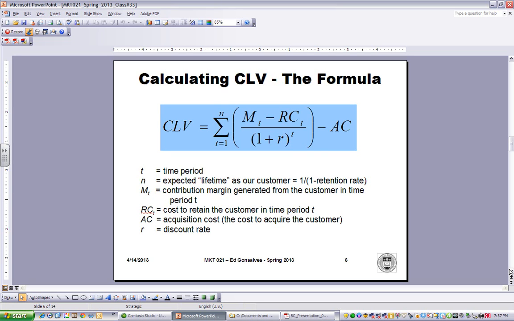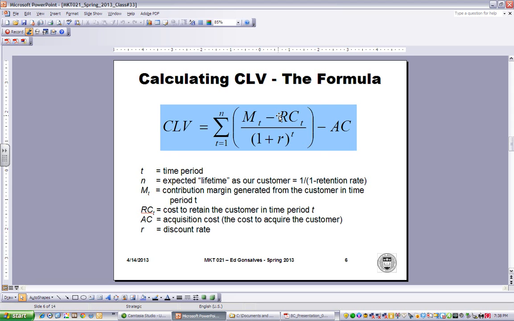Contribution margin is what the customer generates in terms of profit for the organization over that period of time. A cost to retain is an ongoing thing. As long as you have that customer, there is a yearly cost to retain. And then you can see that the cost to acquire is a one-time number. That's not put in the summation, which makes sense because essentially what you're doing is spending that one time to acquire it. And remember, the cost to acquire a customer can be 3 to 5 times what it costs for the annual cost to retain a customer. So that's an important thing to know and be aware of.